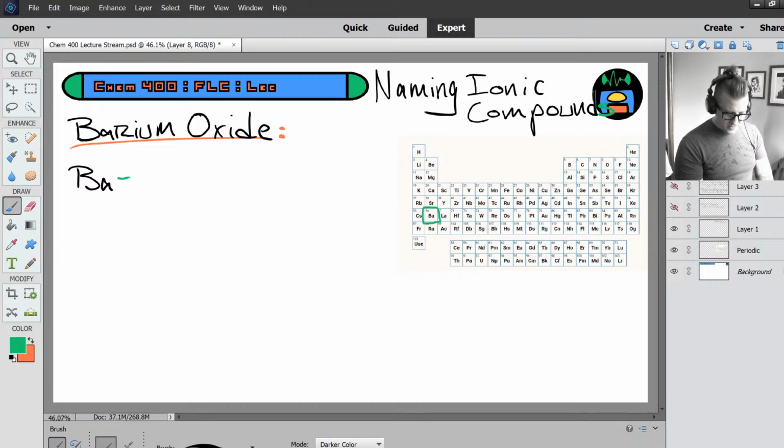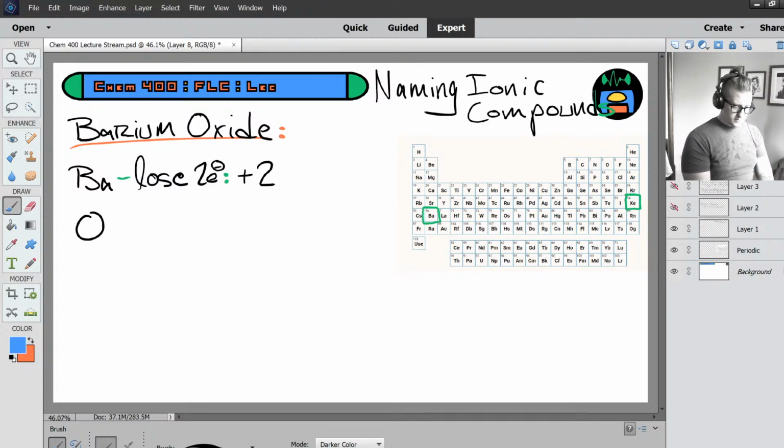It's right here, number 56. Its nearest noble gas is xenon, number 54. So here, barium has to lose 2 electrons, which will give it a charge of positive 2. We've lost 2 negative particles.